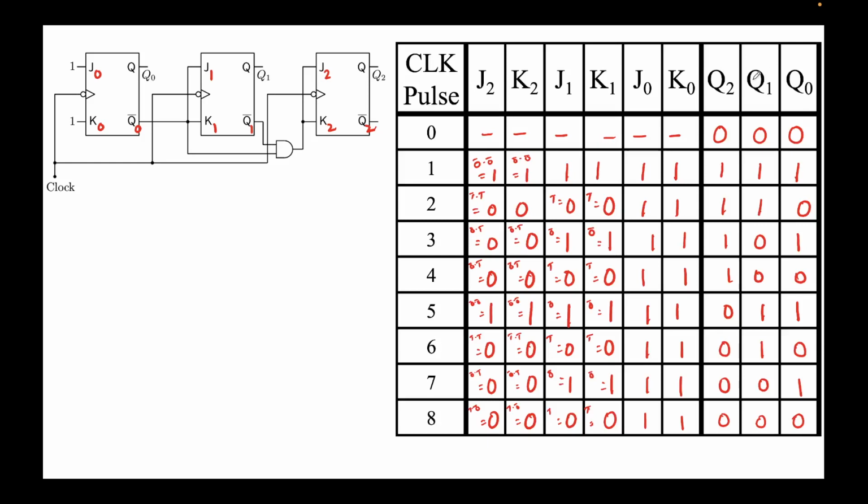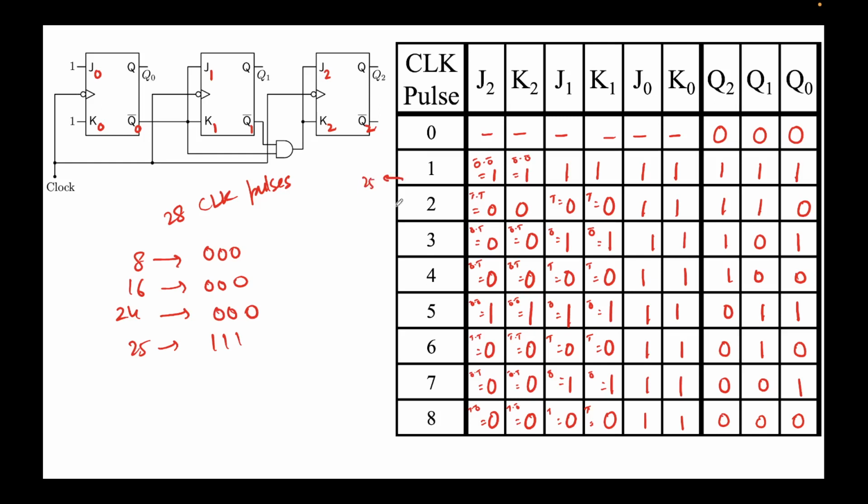Okay, so this is the problem. This is the truth table that we have obtained. Now we are required to find the state after 28 clock pulses, right? But we know that after 8 clock pulses, it's 0 0 0. So after 16, it will be again 0 0 0, correct? 24 will be 0 0 0, like this. So 25th would be 1 1 1. This will correspond to 25th, 26th, 27th, 28th, right? 28th then will come out to be 1 0 0.